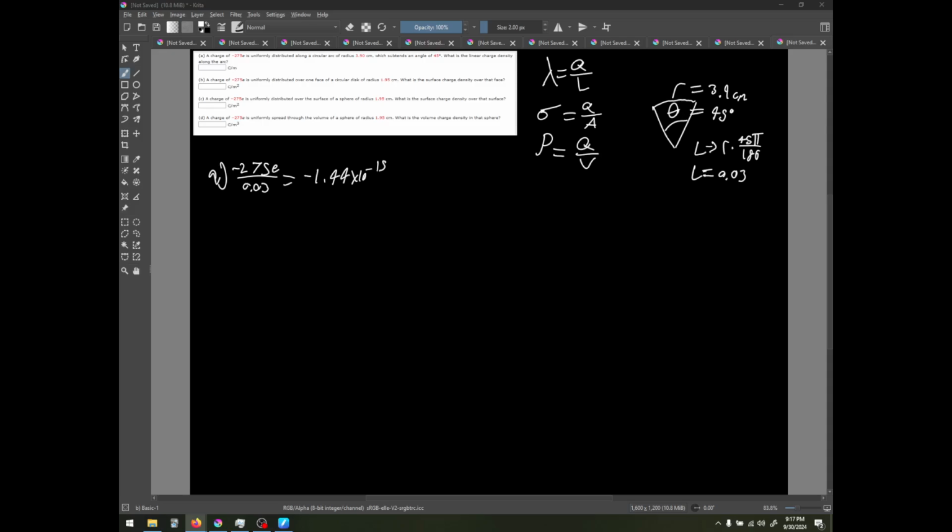Okay, and now it says charge is uniformly distributed over one face of a circular disk of radius. So now it's a disk. So now we're looking for area, right? This one's gonna use this one. Q over A. Now the area of a disk.